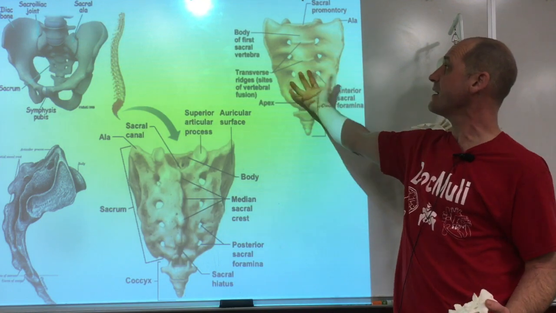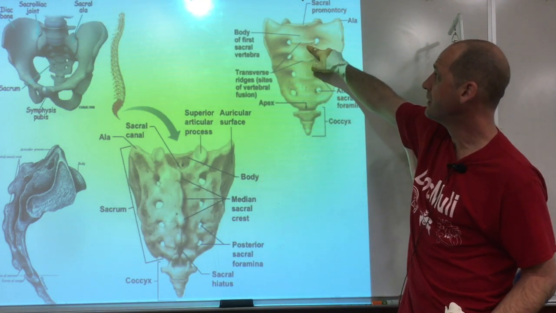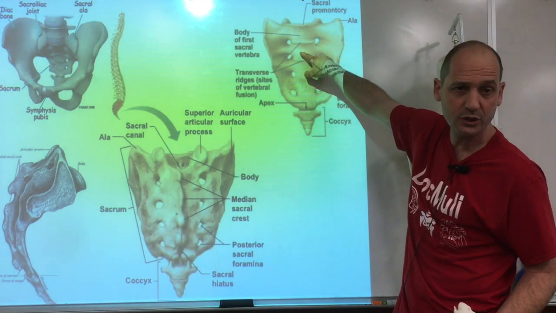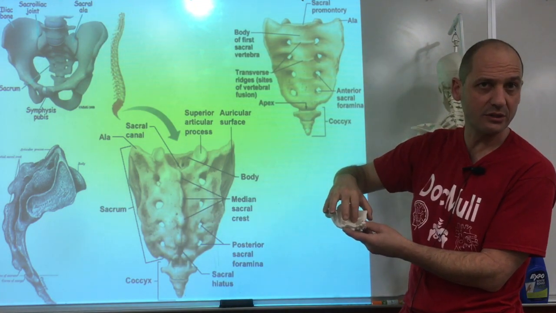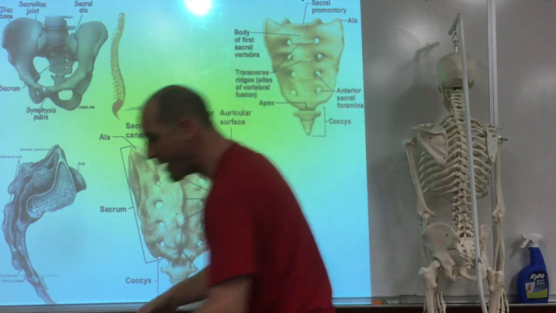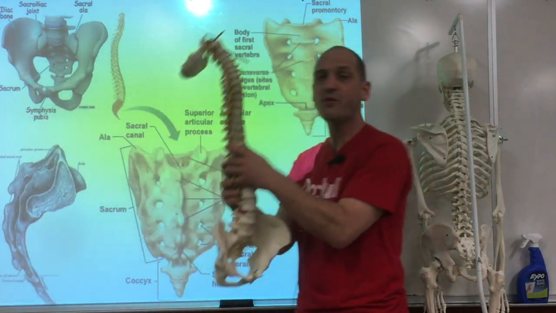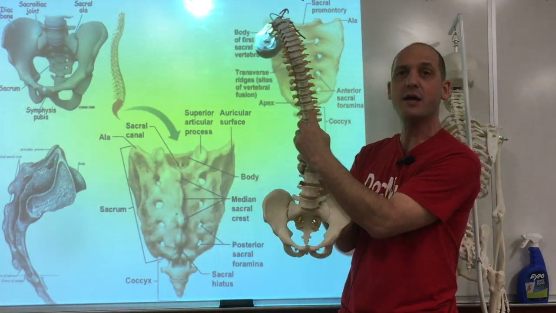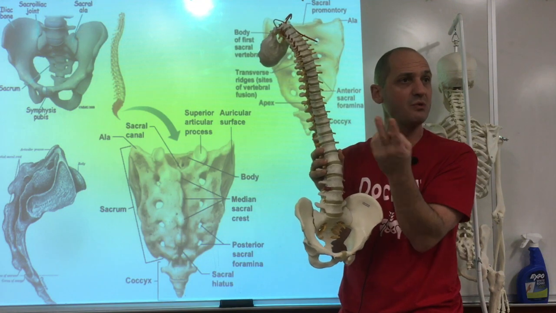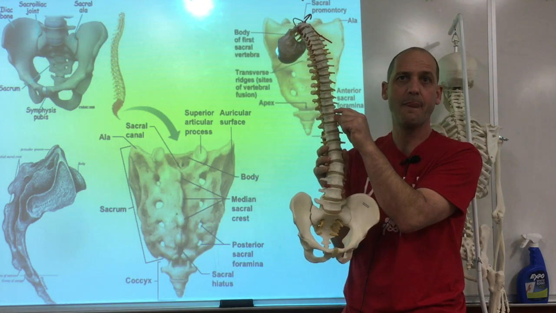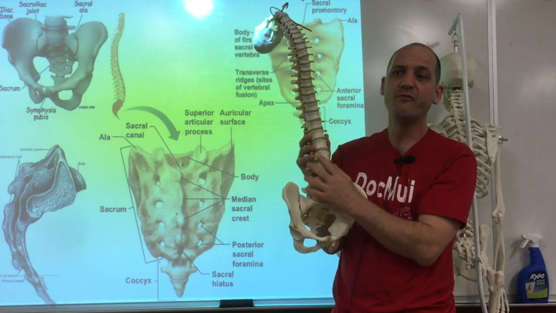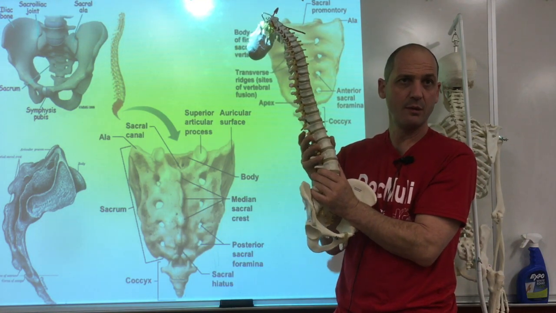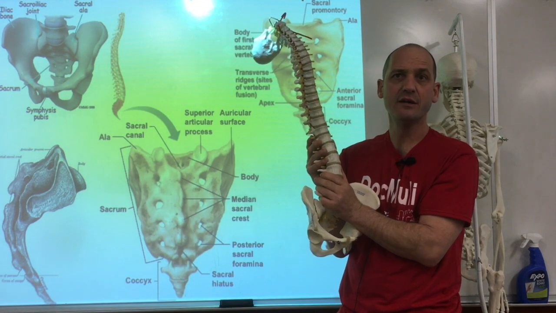When we flip it around to the front, we see these lines that are the transverse ridges, and they are fused intervertebral discs. We did not really talk much about the disc, but between each vertebra we have an intervertebral disc. Inter means in between, vertebral between vertebrae. And that is actually a great place for irritation because it has pain fibers in it.